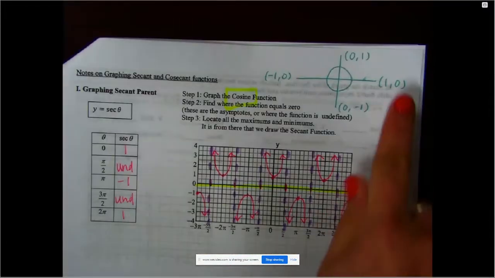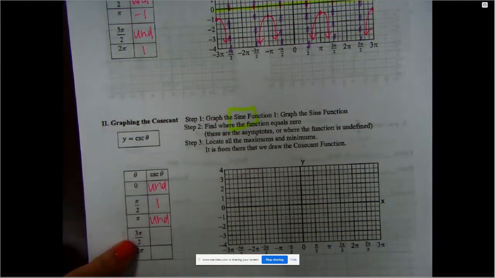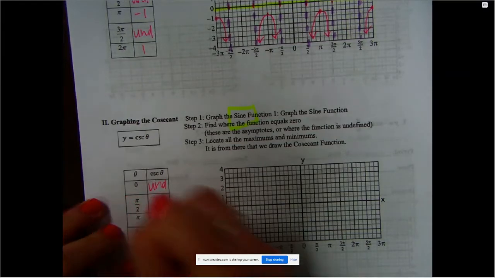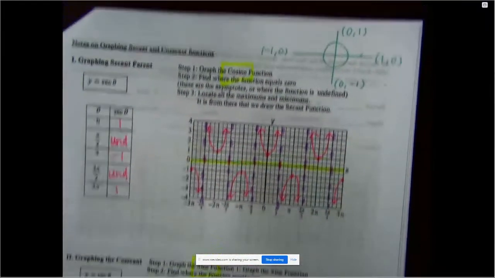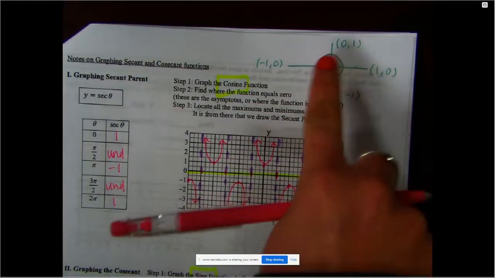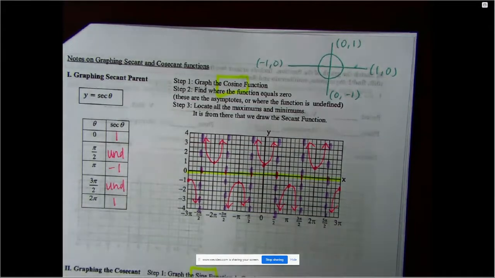Okay, let's do the same thing for cosecant. So this time we're getting our sine points and doing the reciprocal. So I'm looking at all these y values. The y value at 0 is 0, so that'll be undefined. Pi over 2 is 1. Pi is undefined. 3 pi over 2 is -1. 2 pi is undefined. And again, that's from looking at these y coordinates and doing the reciprocal.